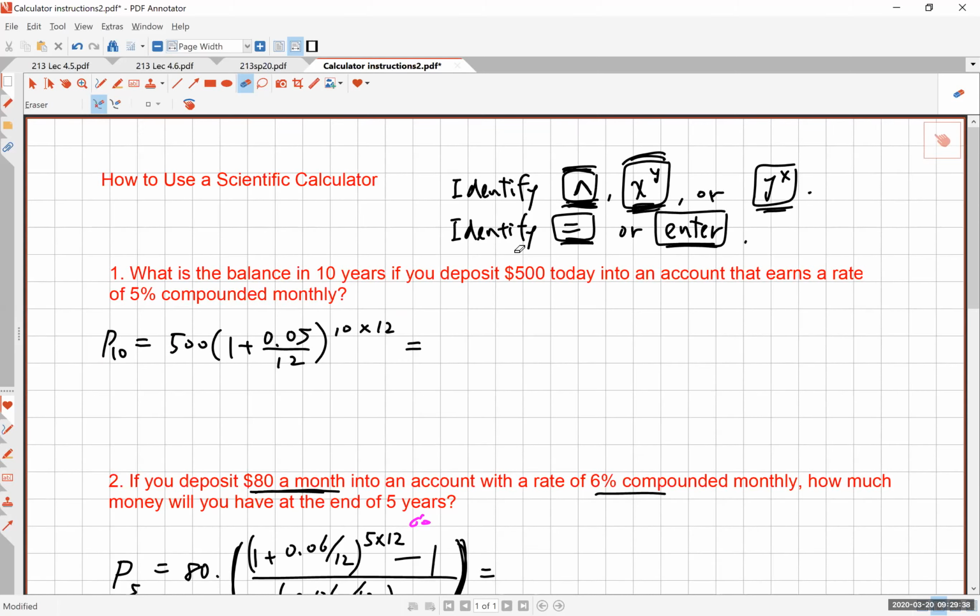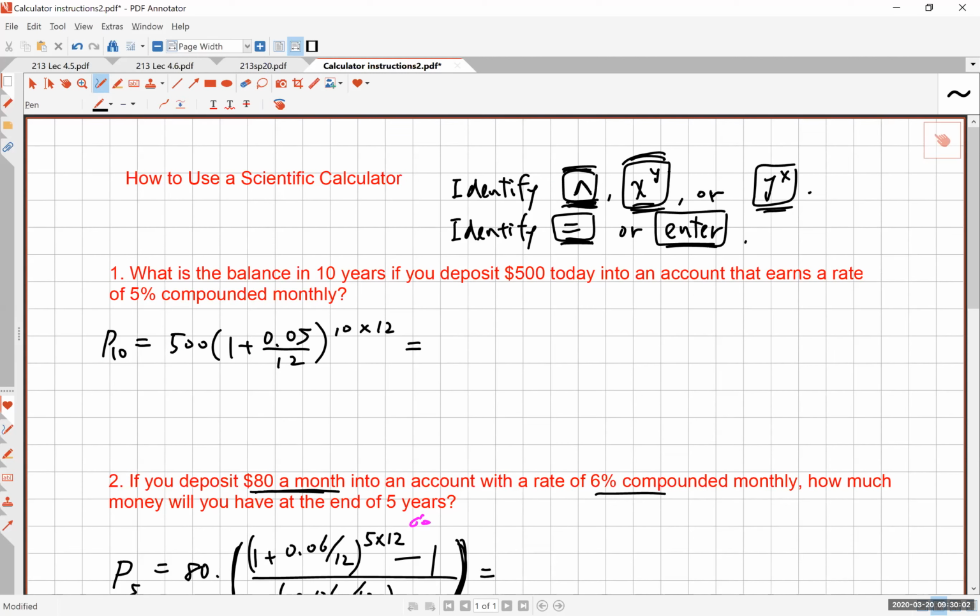Now, before we go into the calculator part, make sure you identify these important buttons on your calculator. First, there's the caret button. That's an upside down V, and it means raise to the power of. It does the same thing as in other calculators.